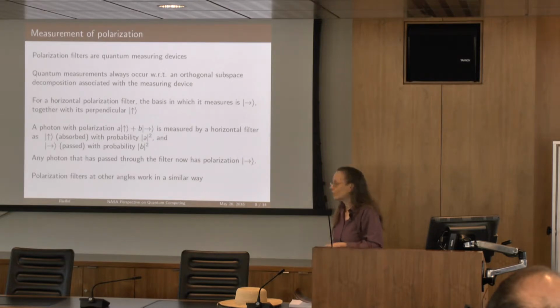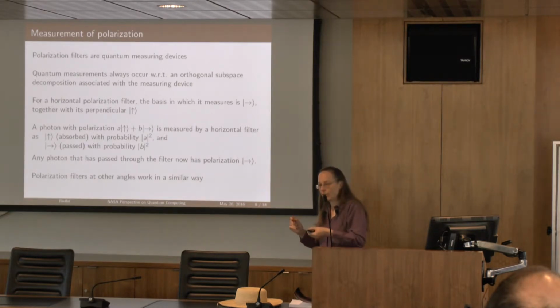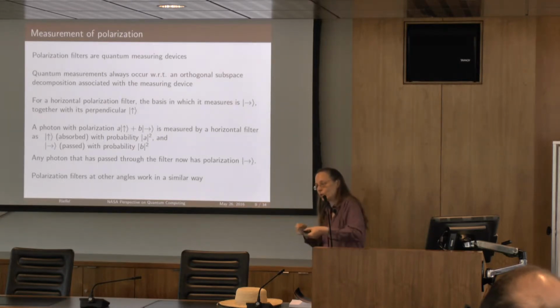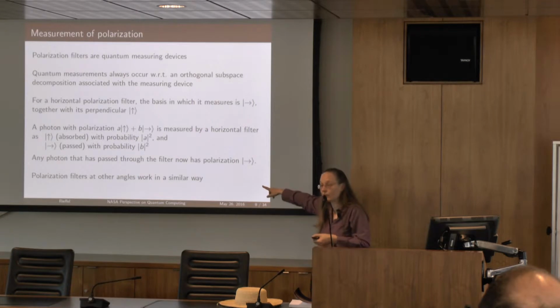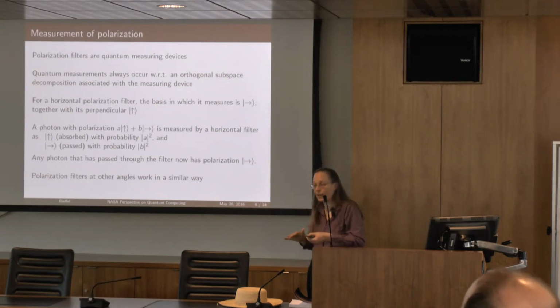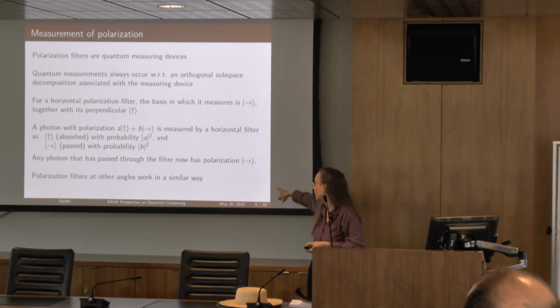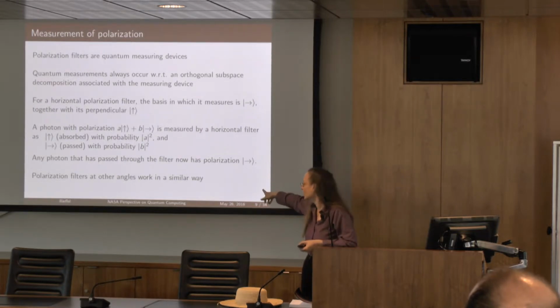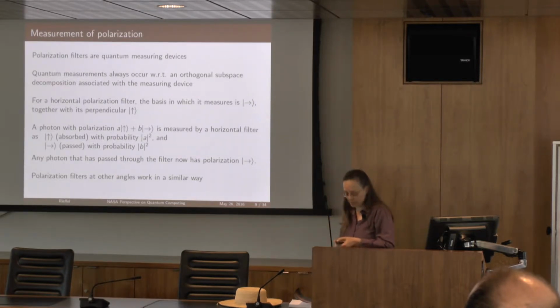That's really interesting. What happens is that it's absorbed with some probability, whatever corresponds to the component in the direction of vertical, and it's let through with some probability corresponding to the component of the vector in the direction of horizontal. And once it is passed through the filter, it takes on that value. So it's no longer in the polarization that it had been in. Now it's horizontally polarized in this case. And polarization filters at other angles work in similar ways.